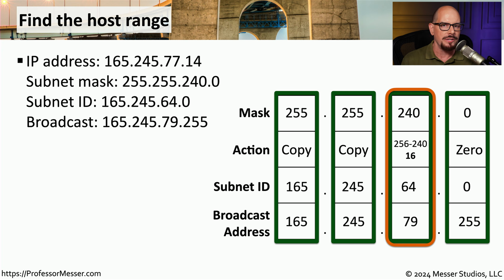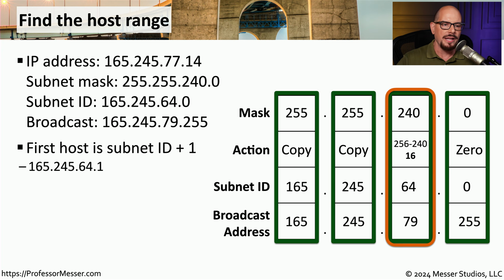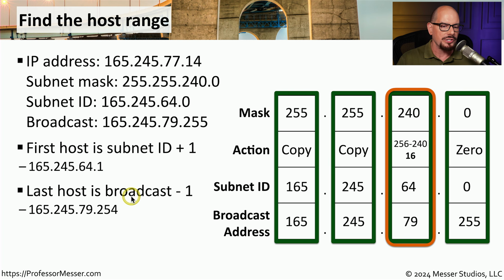Now that we know the subnet ID and we know the broadcast address, calculating the first available IP address and the last available IP address is relatively straightforward. To calculate the first host, we would take the subnet ID and add 1. So the first address on the subnet is 165.245.64.1. To find the last usable address on the subnet, we take the broadcast address and subtract 1. So the last usable address on this subnet is 165.245.79.254. And that is the magic number process. Without doing any type of conversions between binary and decimal, we were able to calculate the subnet ID, the broadcast address, the first available IP address, and the last available IP address.